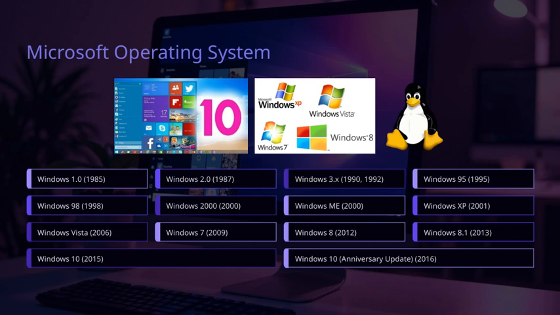Moving ahead, Windows 10 was released in 2015, embracing the idea of a universal platform, and in 2016, the anniversary update further enhanced its features. Finally, Windows 10 continues to evolve as the mainstay of Microsoft's OS offerings, reflecting the ongoing importance of adaptability and innovation in the Windows ecosystem. This timeline really highlights how Microsoft has continuously adapted to changing technology landscapes and user needs over the decades.